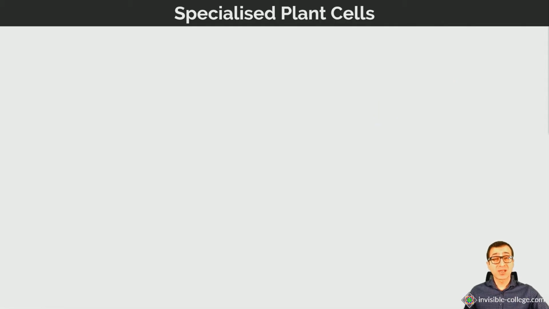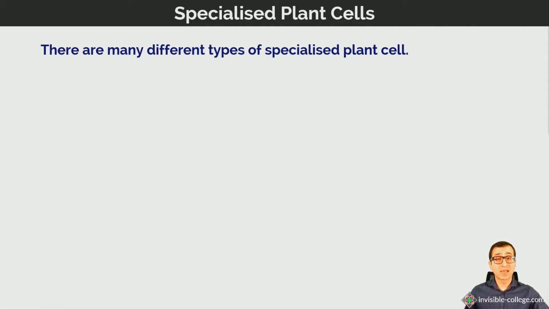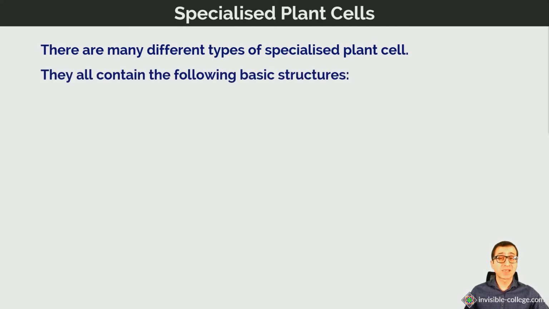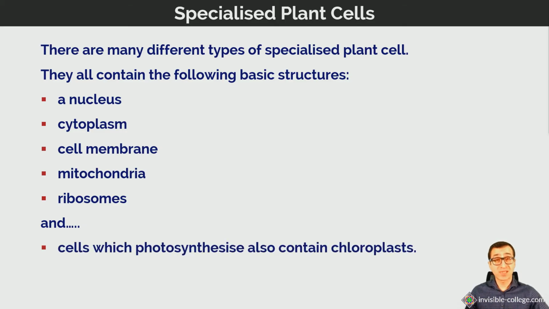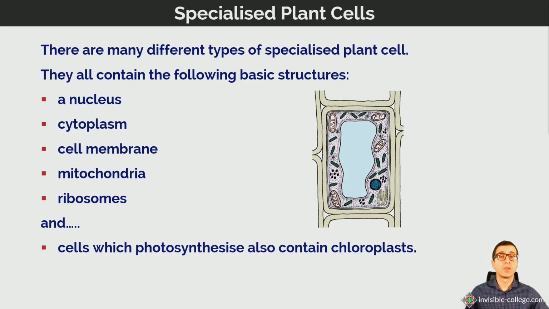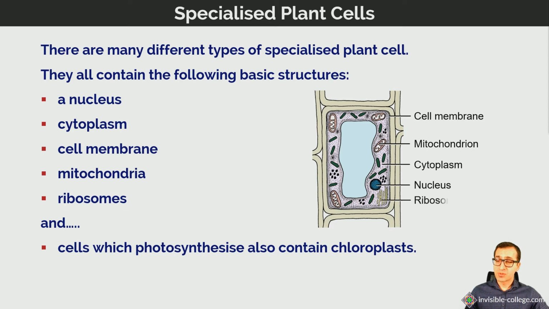Now there are many different specialised types of plant cells, but we can broadly say that they all contain the following basic structures. They contain a nucleus, a cytoplasm, a cell membrane, mitochondria, ribosomes, and there are specific types of cells which, as we'll see, form photosynthetic tissues which also contain organelles referred to as chloroplasts, which are the site of cellular photosynthesis. So this is a diagram of a plant cell. Here we see the cell membrane, we see mitochondria, we see the cytoplasm, the nucleus, and we also see the ribosomes here.